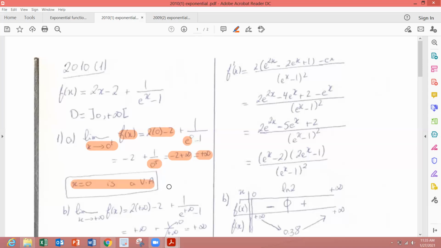Sir, e^0 gives 1, and 1 minus 1 gives 0 plus because x tends to 0 plus. Yes. If x tends to 0 minus, what would it give? 0 minus. 0 minus.